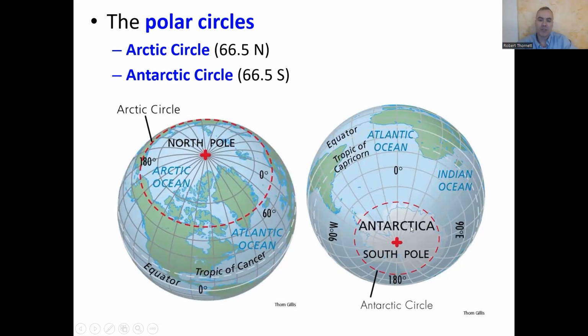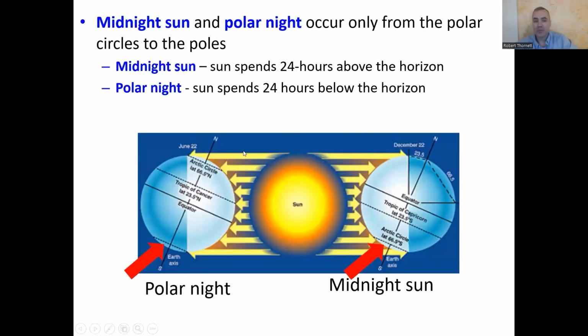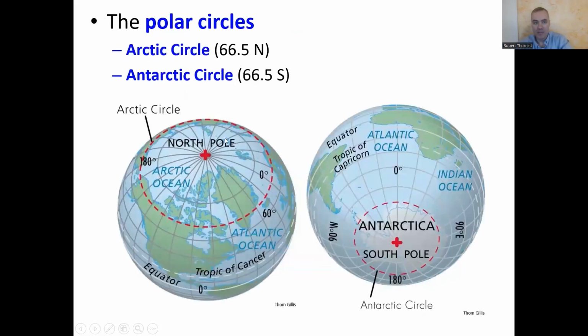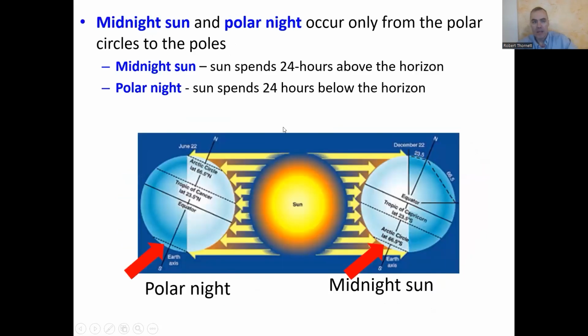There are some special situations that happen only in here, and we call them midnight sun and polar night. They're the upside down or inverse versions of each other. These are two phenomena which both happen in the areas that we've talked about, inside of this red circle and inside of this red circle, the Antarctic Circle.